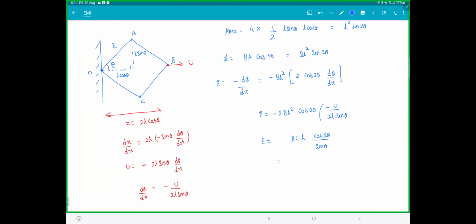Now, if I can simplify this a bit, I can write cos 2 theta as 1 minus 2 sine square theta by 2. So this is 1 by sine theta minus 2 sine theta, right? This thing kind of looks like 1 by x minus some 2x type of function. If they ask you to plot the graph also, you can put theta equal to 90 and try to plot this graph. You can clearly see this will come maximum value when theta is 45.